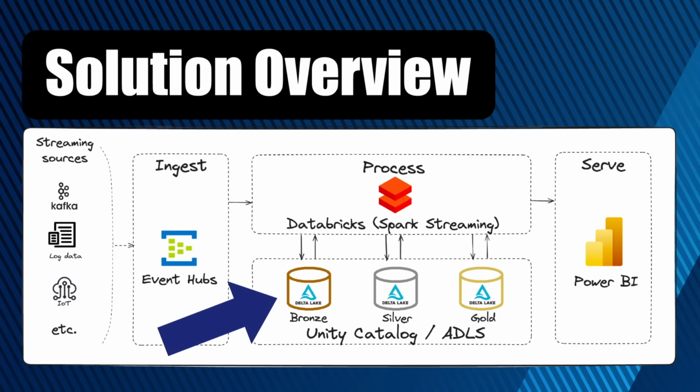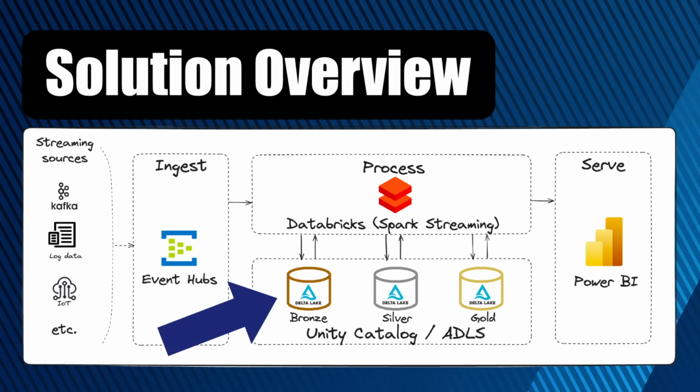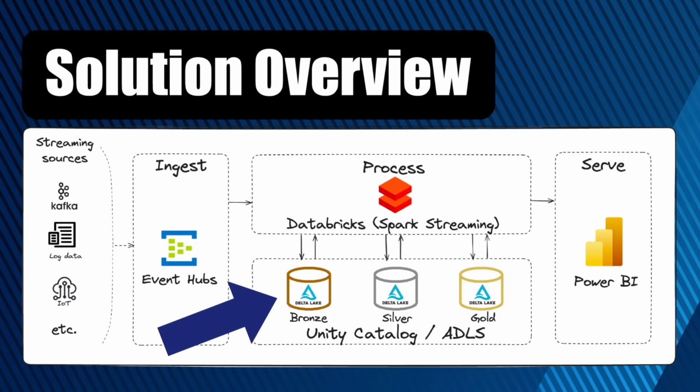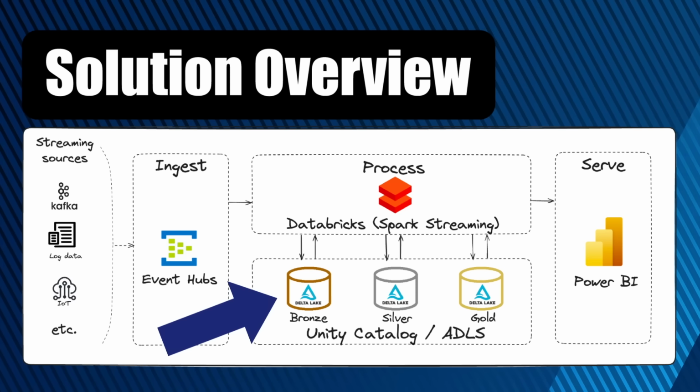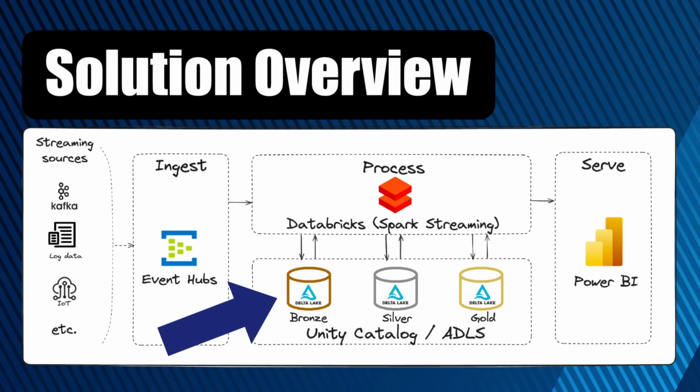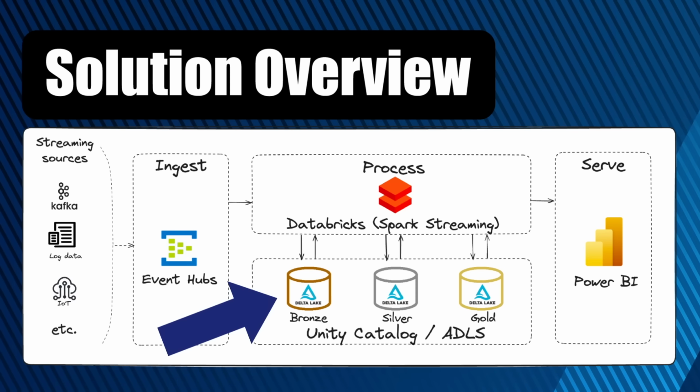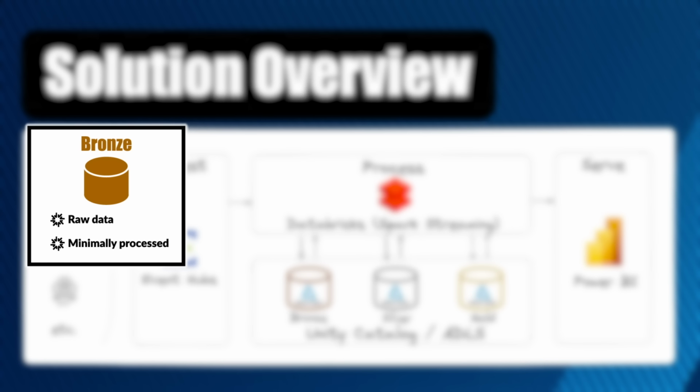This architecture is named after its three-tiered structure, which includes the bronze, silver, and gold layers. Each layer represents a stage in the data processing and refinement workflow. Here's a breakdown of each layer. The bronze layer is the initial landing zone for raw data. Data in this layer is kept in its original form, typically unprocessed or minimally processed.